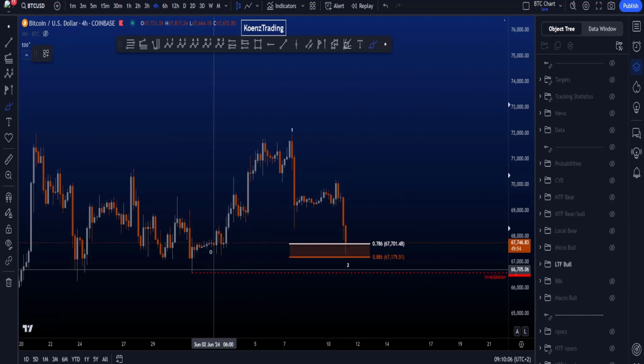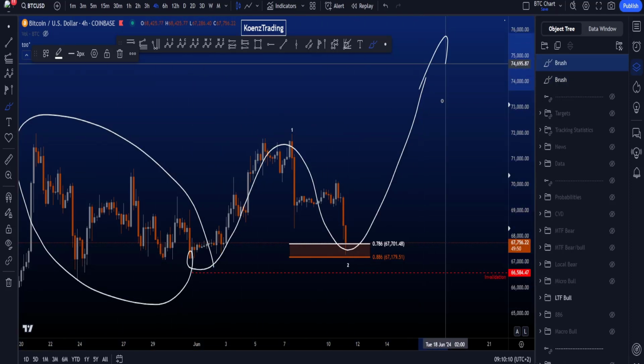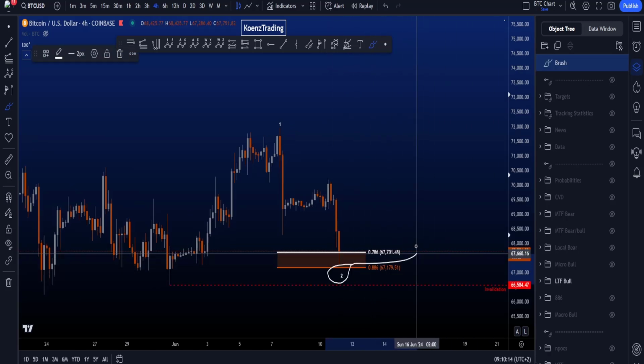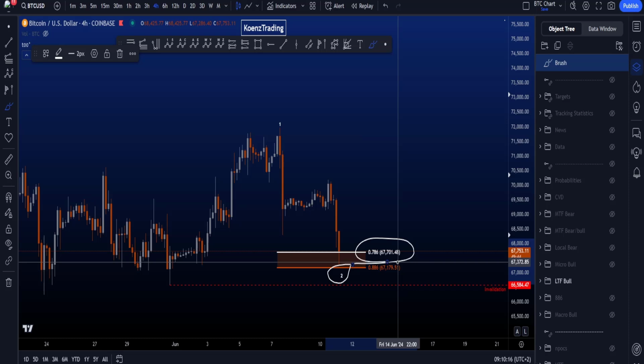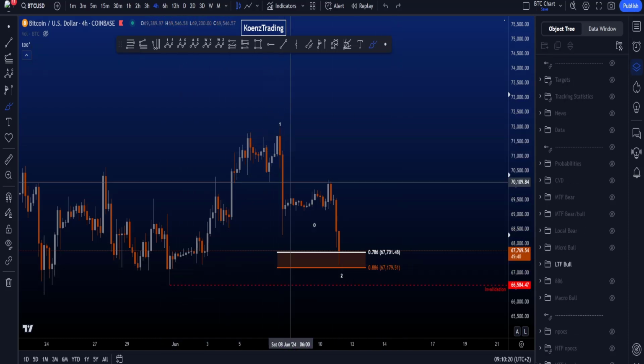The most bullish scenario locally is that your range is finished and you're looking for a wave 1, 2, and continuation to the upside. Looking for this wave 2, your final common target is the 0.786 at 67.7k, taken from the low to the high of wave 1.